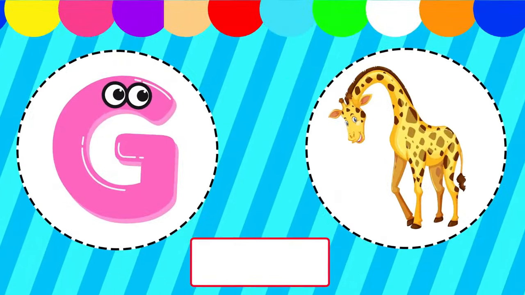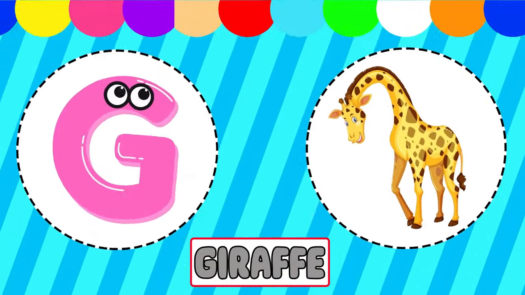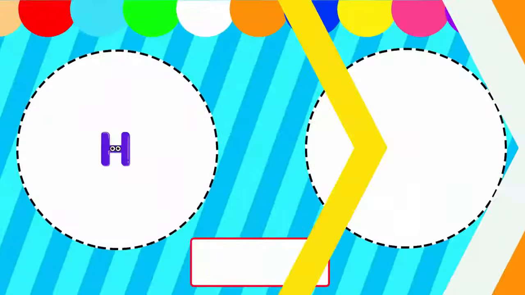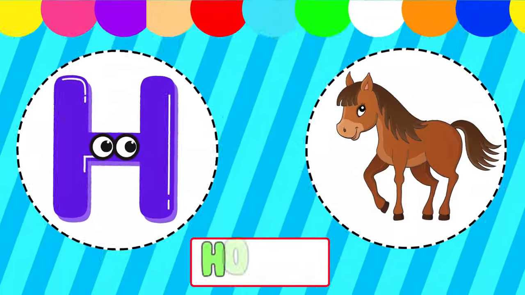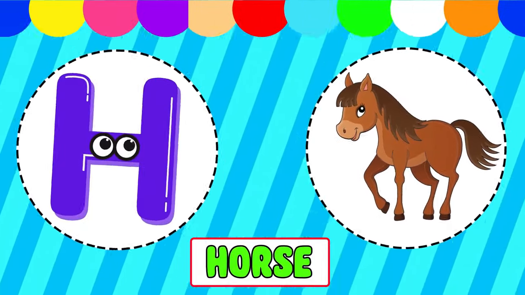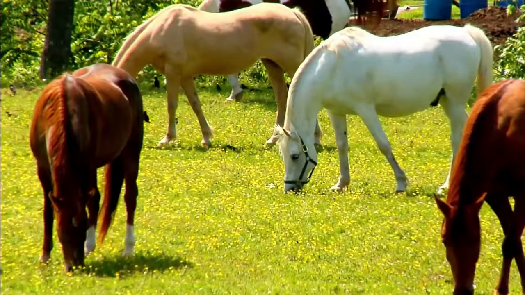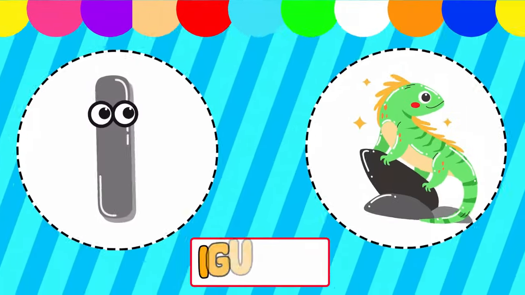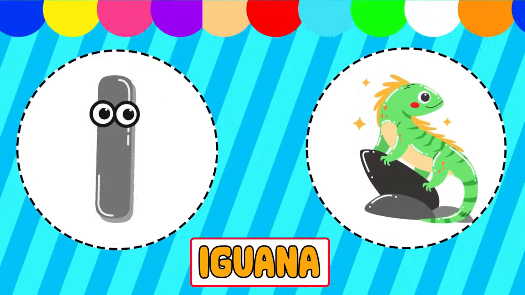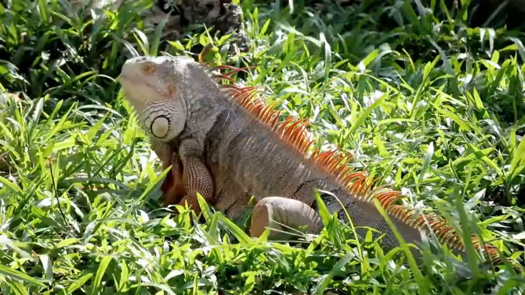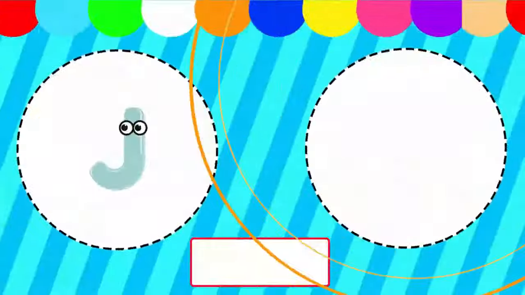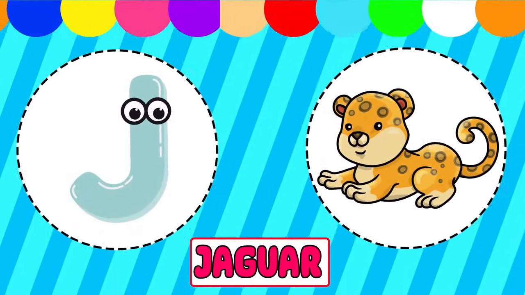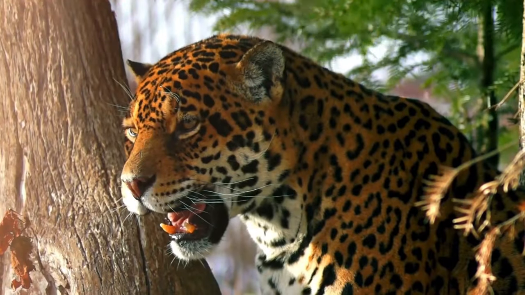G. G for giraffe. Giraffe. H. H for horse. Horse. I. I for iguana. Iguana. J. J for jaguar. Jaguar.